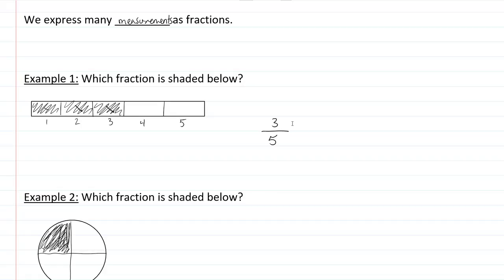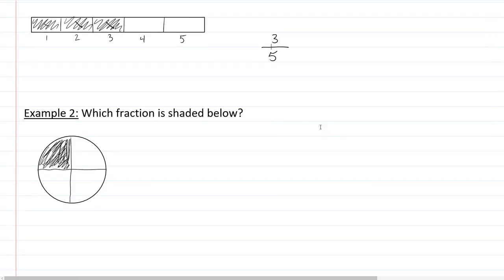It doesn't always have to be squares, though, as we see in this next example. So which fraction is shaded below? So how many pieces total do we have? Imagine this was a pizza cut up all wrong. How many pieces do we have? We have 1, 2, 3, 4 total pieces. So our denominator is going to be a 4, which denotes the total number of pieces. And the numerator is going to just be 1, because there's only 1 shaded area. So the fraction that's shaded is 1 over 4.